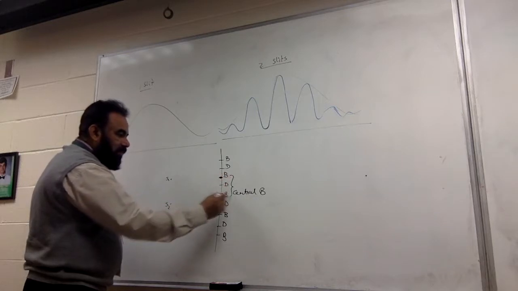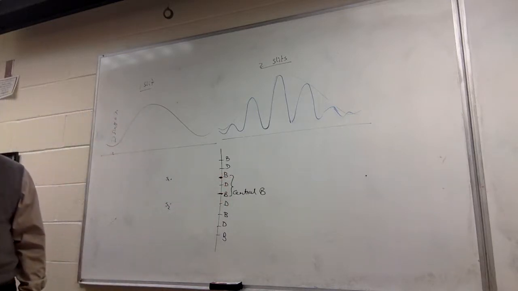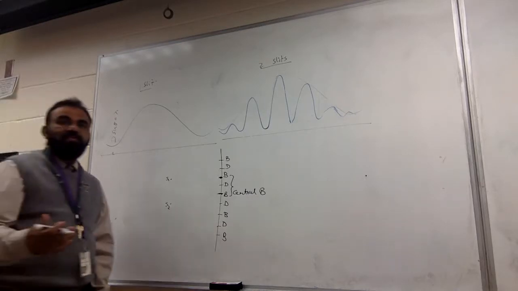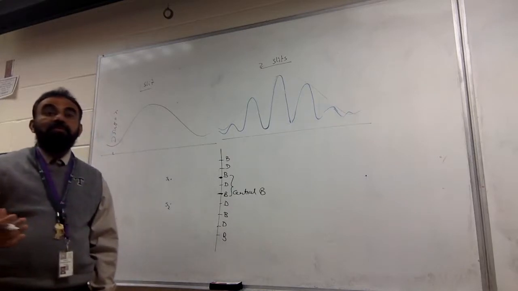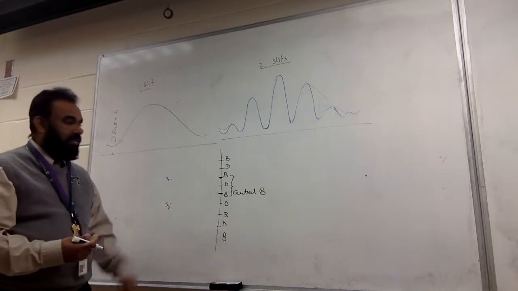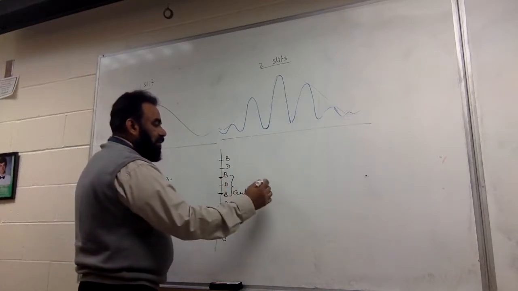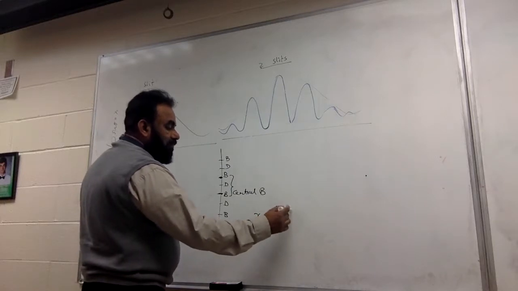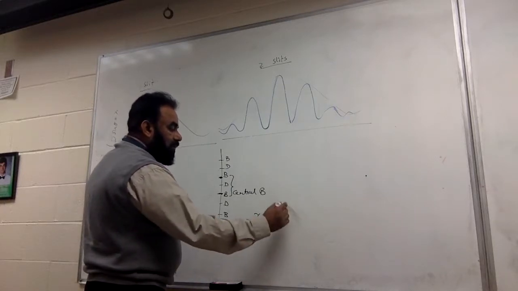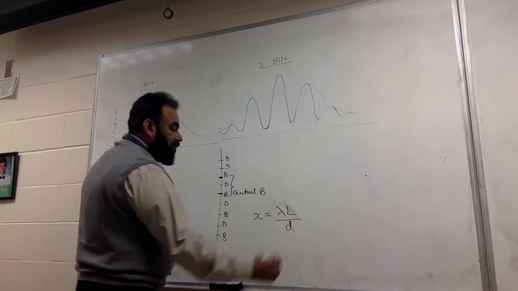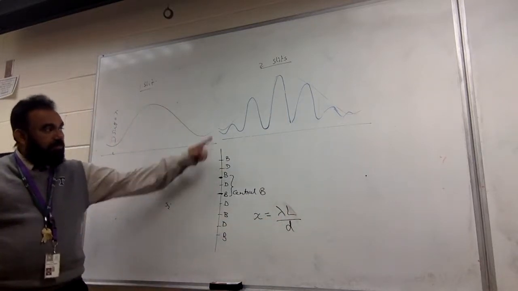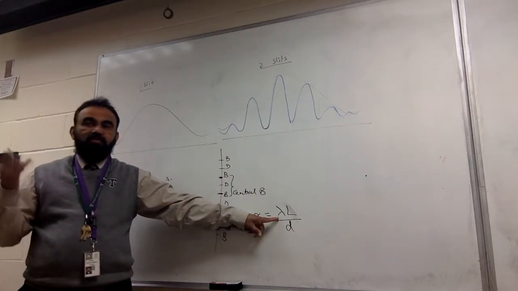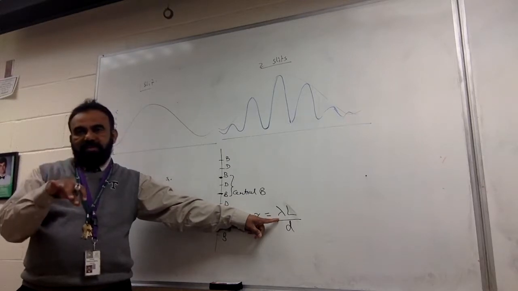Now this distance from one bright to the next bright is called X. What is that? Bandwidth. So that's the bandwidth. And this X, the distance from one bright band to the next bright band, I derived it as lambda L over D. So you can expect more separation depending upon what wavelength you're using. If it is red, you'll get more separation. For violet, it's going to be less separation.